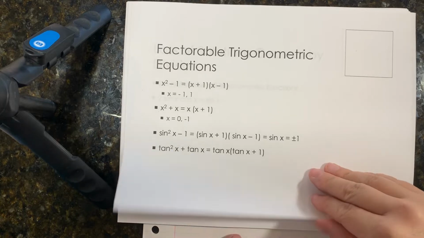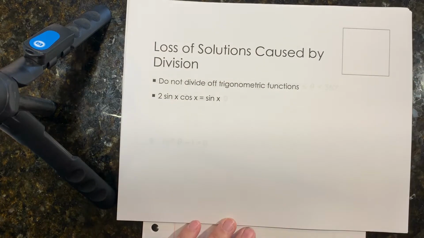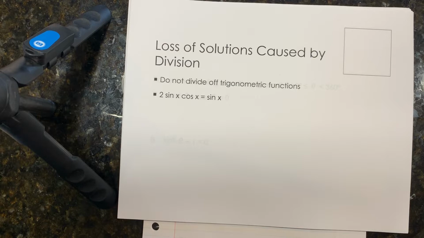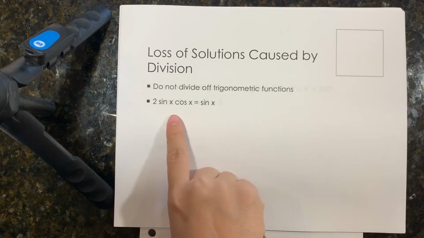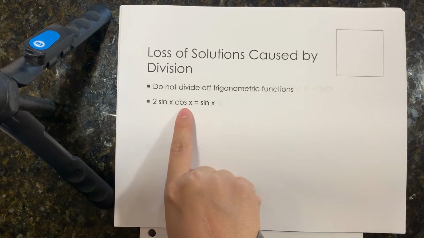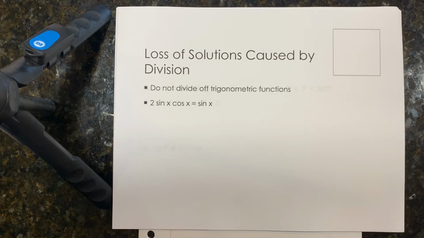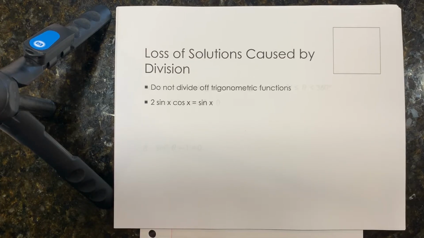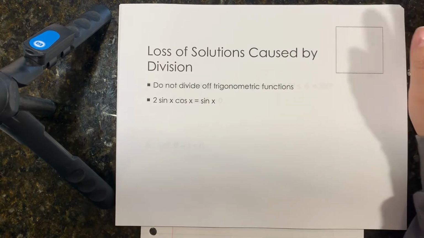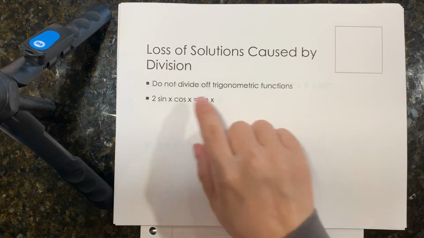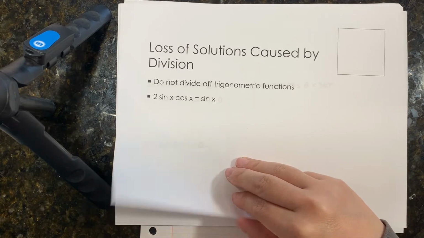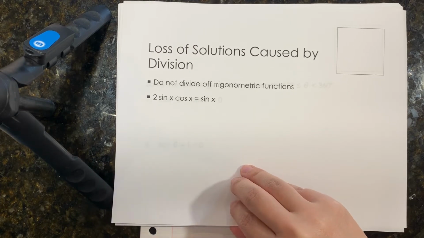The next thing we're going to talk about is called loss of solutions caused by division. You can never divide off a trig function. So in this trig equation here, we have 2 sine x cosine x equals sine x. You cannot divide both sides by sine x. But what you can do is set this equation equal to 0 by moving the sine x over to the left-hand side, and then you can solve from there. So you can never divide off a trig function. Remember to pay attention to that. You cannot divide off a trig function.